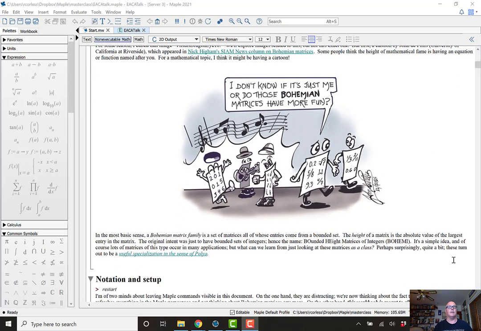I actually really like this cartoon of John DePillis. He's at UCal at Riverside, and he does lots of really interesting and fun cartoons. I like the fact that Bohemian matrices have cartoons.